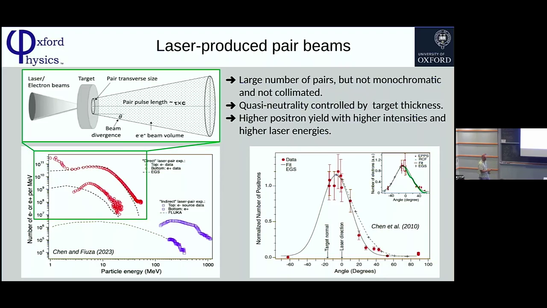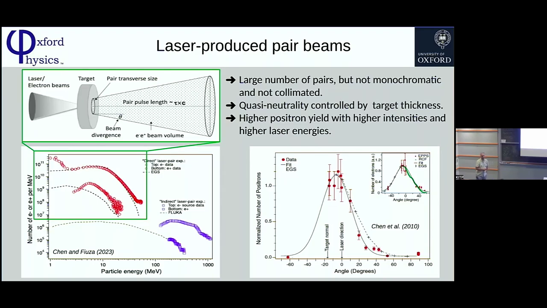The spectrum of the pairs is this one here. So you have about 10^10 to 10^11 pairs per MeV, and they extend up to 30 to 50 MeV, right? So these are the electrons and these are the positrons. And again, there is a bit of a difference between the two.